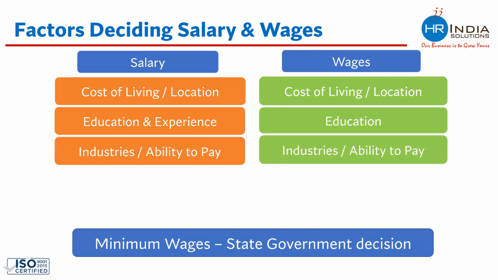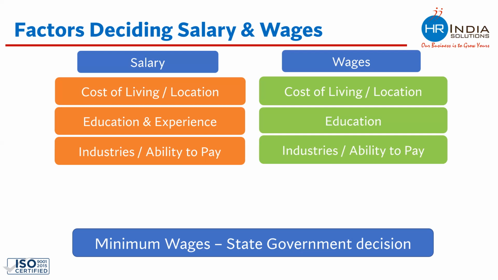Industries or ability to pay. When I'm saying industries or ability to pay, I am referring to the fact that there are many industries which are not doing that great. Industries like tea gardens, manufacturing industries, textile industries, jute making companies, beedi making companies. These industries are not doing that great in comparison to IT industries, telecom industries, and insurance companies. You will see that for any person joining the IT industry and any person joining the manufacturing industry, the salary would be quite different. Even the government has decided different minimum wages for different industries.